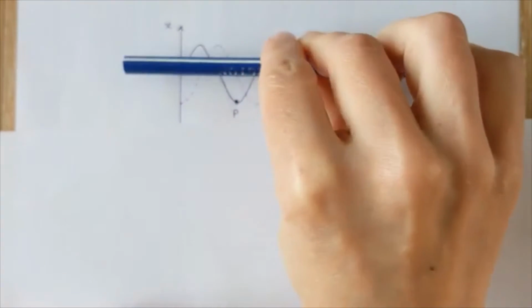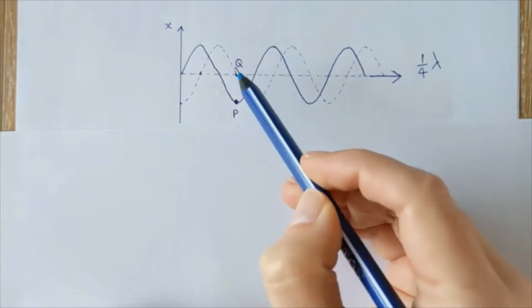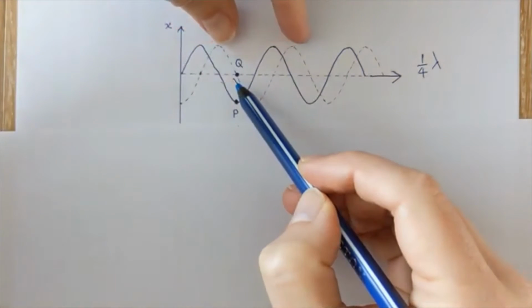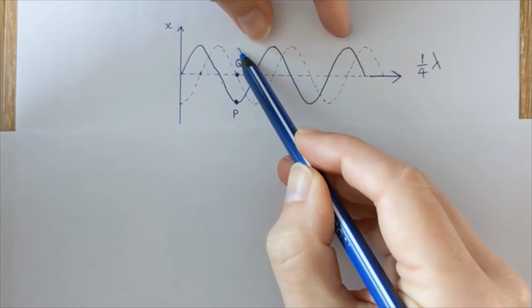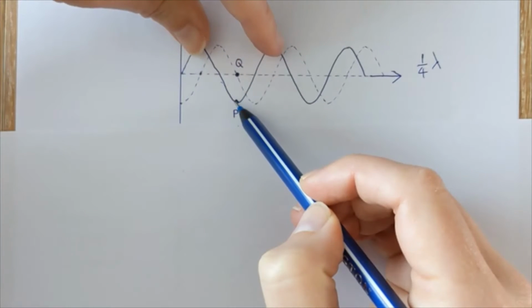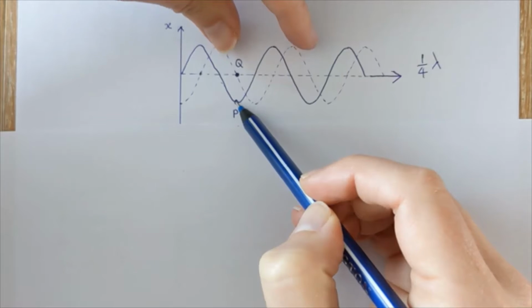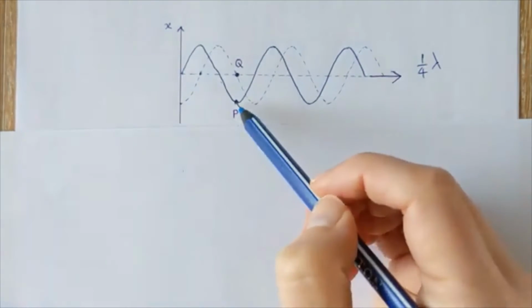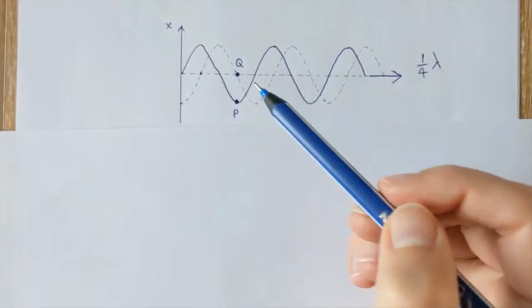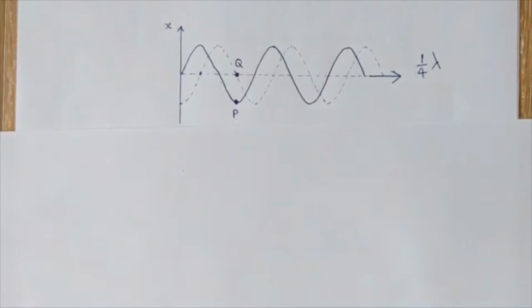Remember, the waves are travelling this way, so as the dotted line wave moves that way, the next thing Q is going to do is move upwards. And as the solid line wave moves that way, the next thing P is going to do is move upwards to where Q is now. So P is a quarter of a wave behind the point Q on the other wave.